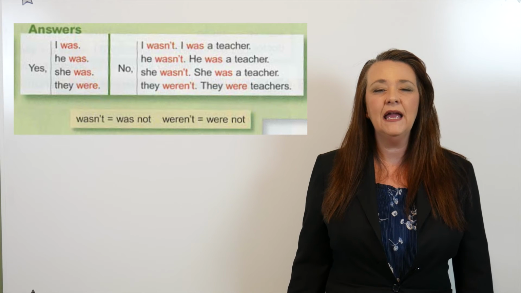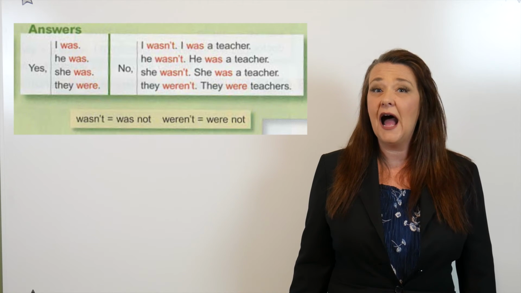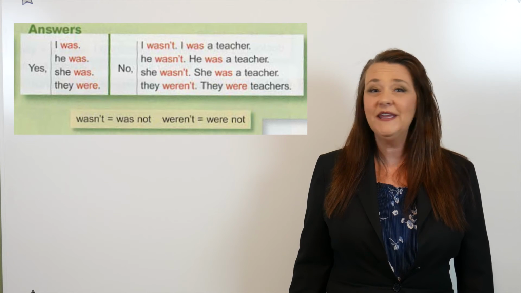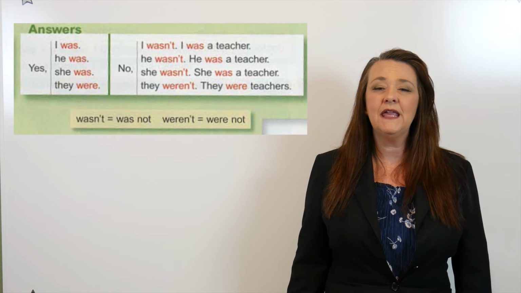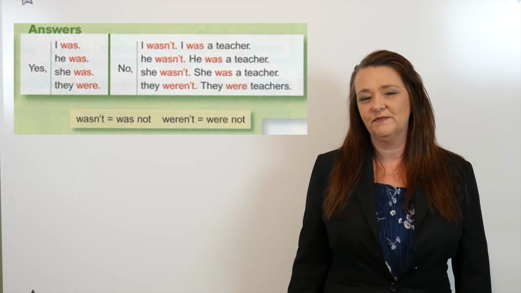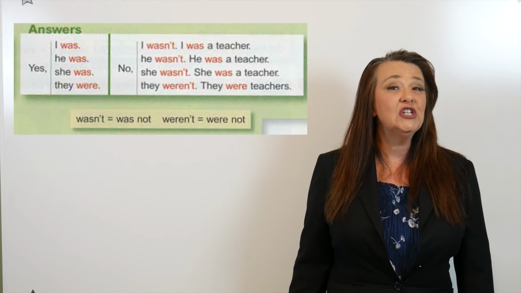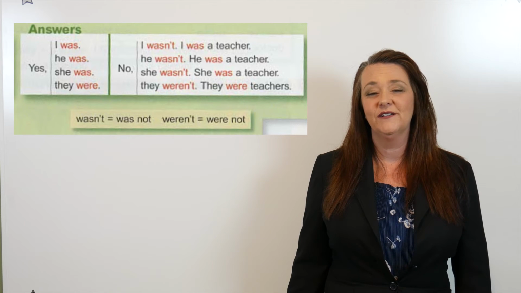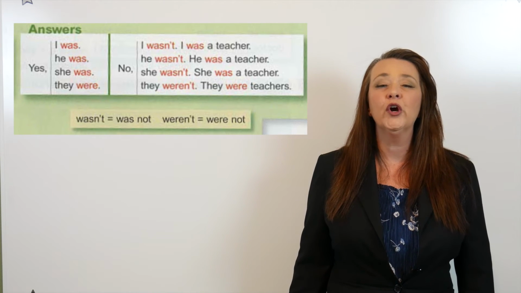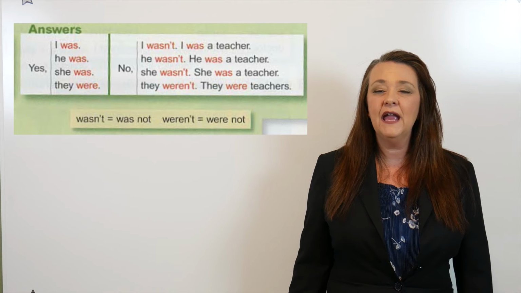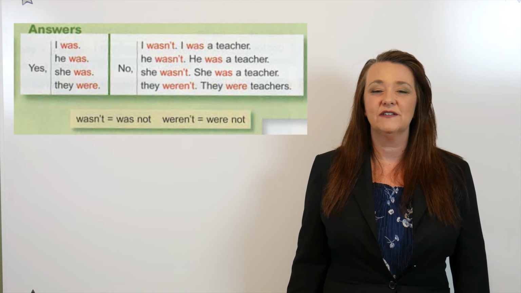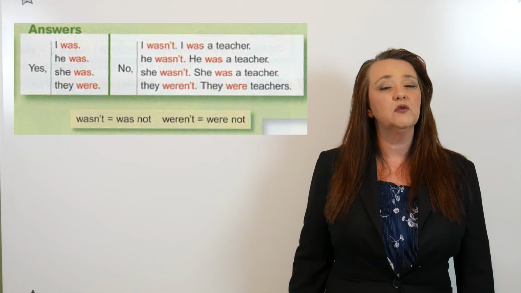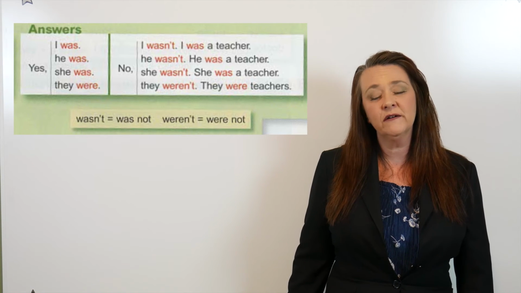No, I wasn't. I was a teacher. No, he wasn't. He was a teacher. No, she wasn't. She was a teacher. No, they weren't. They were teachers. Did you notice the apostrophe in those words wasn't and weren't?